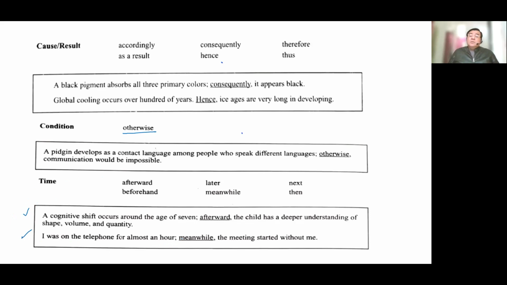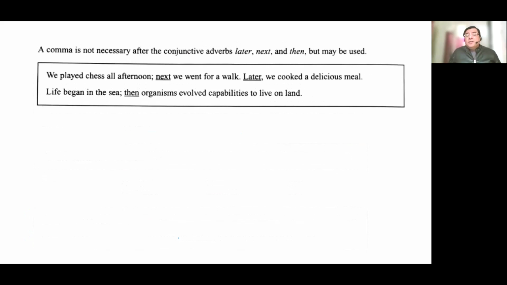Notice how, with the use of conjunctive adverbs of time within a compound sentence, you always have to precede the conjunctive adverb with a semicolon and follow it with a comma. But there is an exception for the use of a comma if we use the conjunctive adverbs later, next, and then.